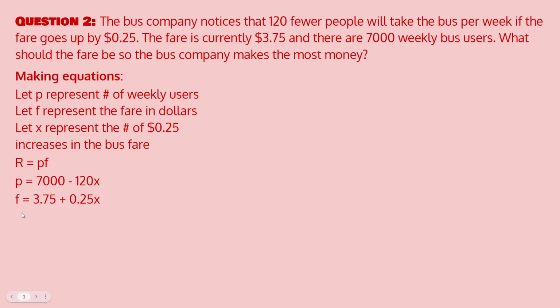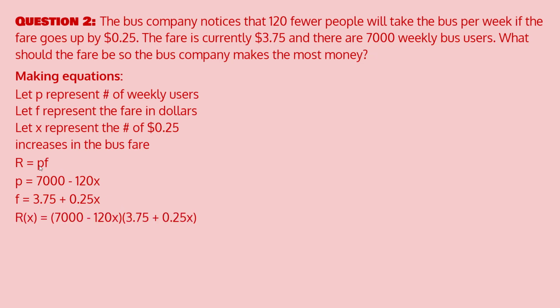Then we can make an equation for the fare. The fare is starting at $3.75, and then we're adding 25 cents every time we have one increase. So again, we can think about when x is 0, it makes sense. We start at $3.75. When x is 1, we go up by 25 cents, and so on. So both of these equations make logical sense.